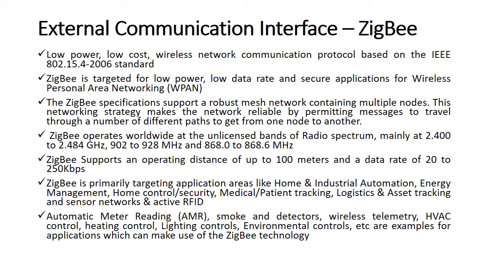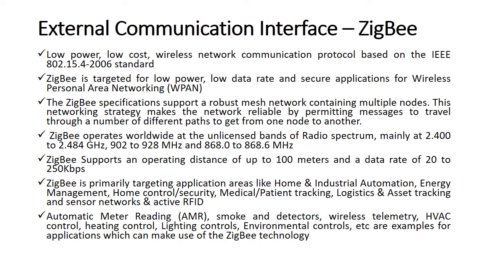It's a low power, low cost wireless network communication protocol based on the IEEE 802.15.4 2006 standard. ZigBee is targeted for low power, low data rate and secure applications for wireless personal area networking, that is WPAN. The ZigBee specifications support a robust mesh network containing multiple nodes. This networking strategy makes the network reliable by permitting messages to travel through a number of different paths to get from one node to another.